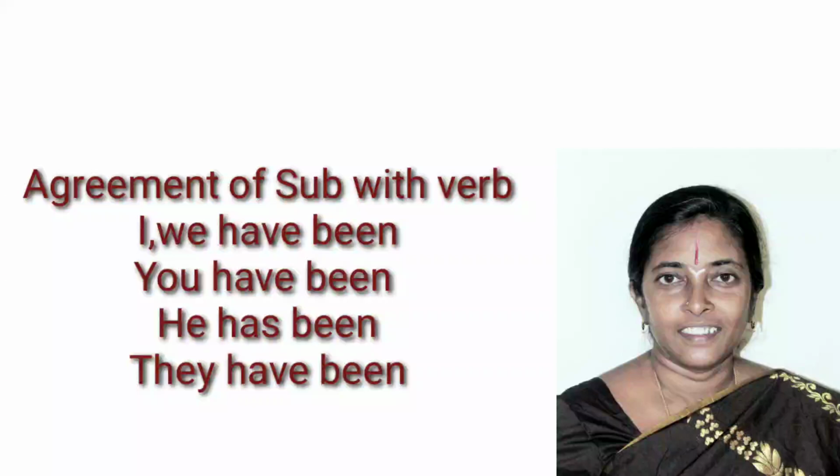I or we have been studying in this college. In that way we can say. Second one, second person, whether it is singular or plural, we have to use have. You have been. Come to the third part of the sentence, he has been. So here he is third person singular, then we have to use has. And when we come to the third person plural, like they have been studying. So I have been studying, you have been studying, he has been studying, they have been studying.